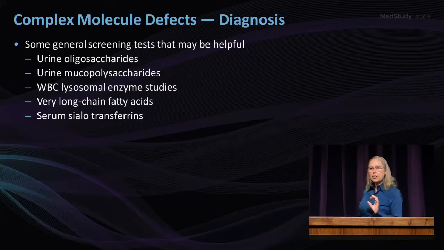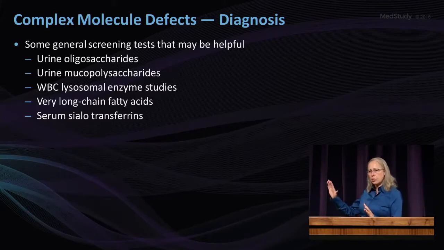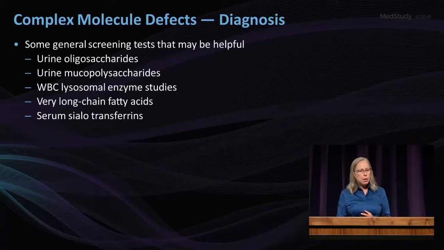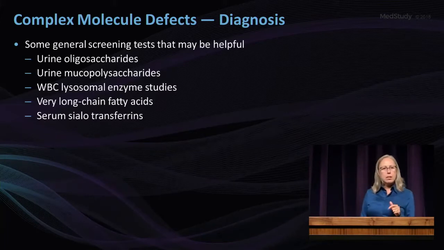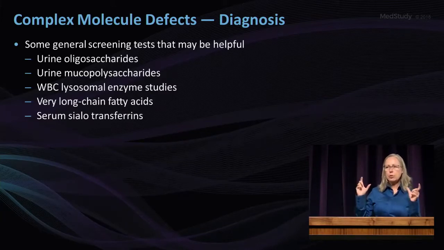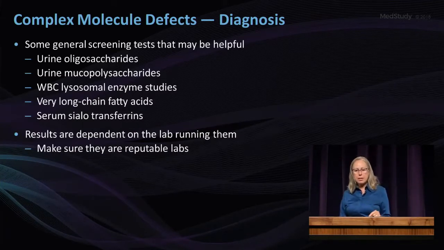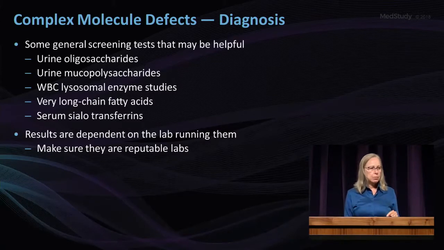Some general screening tests that can be helpful. So you have to suspect the complex molecule and some very specific testing, as opposed to our standard when the child is trying to die in the emergency room. So urine oligosaccharides, urine mucopolysaccharides, lysosomal enzyme studies, very long-chain fatty acids, and serum sialotransferrins, also known as carbohydrate-deficient transferrins. Different hospitals will have different code names for those. The results are dependent on the lab running them. Make sure they are reputable labs.